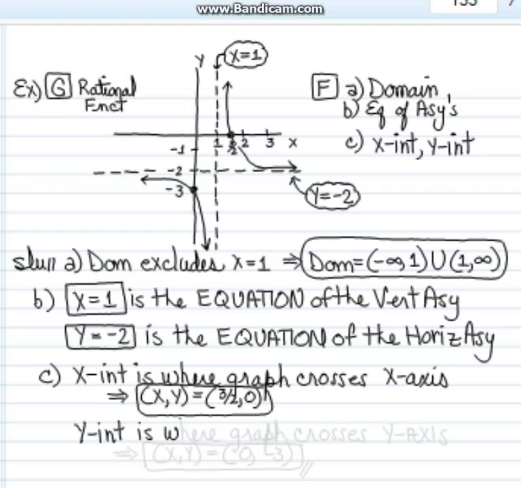Okay, the y-intercept is where the graph crosses the y-axis. So I look there, and it's very clear that it's crossing at y equals -3, and I always write my intercepts as ordered pairs. So the y-intercept is the ordered pair (x, y) equals (0, -3), with 0 for the x-coordinate and -3 for the y-coordinate.